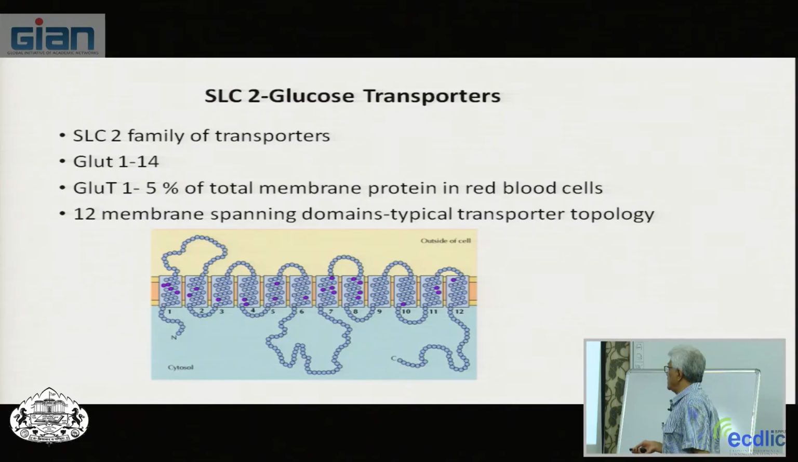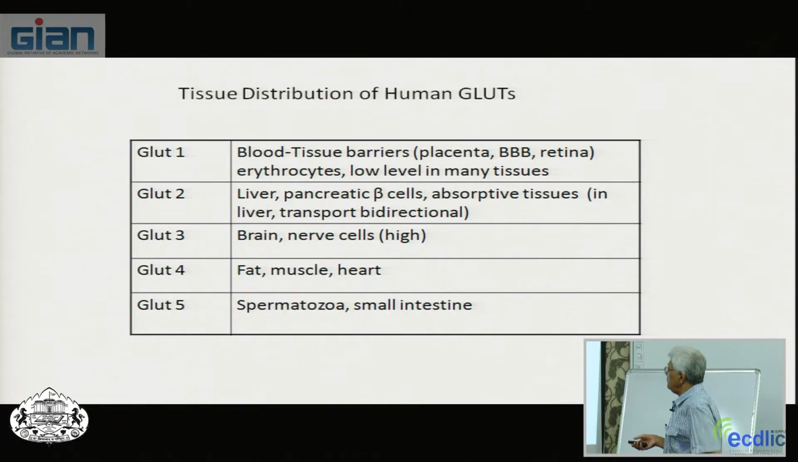So this is a typical transporter topology, and the specificities are given here. At the blood tissue barrier, GLUT1 is mainly the housekeeping gene, where you need low levels of glucose in many tissues. GLUT2 is present in liver, pancreatic beta cells, and absorptive tissues, and in liver it is present on both the canalicular membrane as well as the basolateral, because you need bidirectional glucose transport.